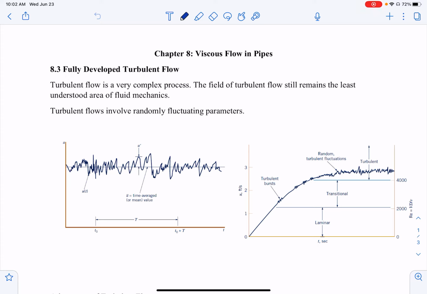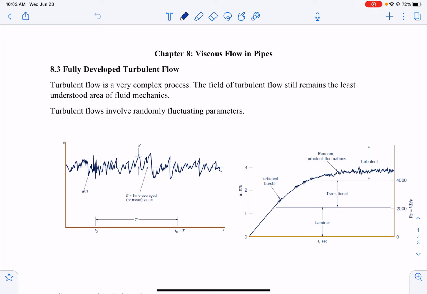But turbulent flow is a very complex process, and the field of turbulent flow still remains the least understood area of fluid mechanics, because the turbulent flow involves randomly fluctuating parameters.